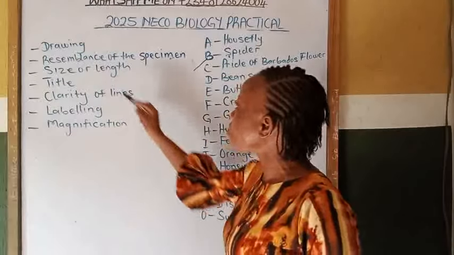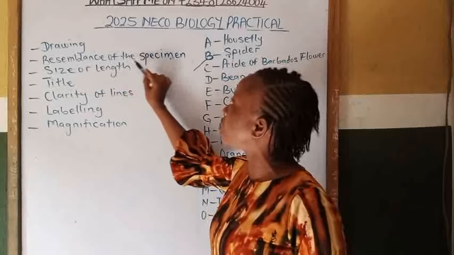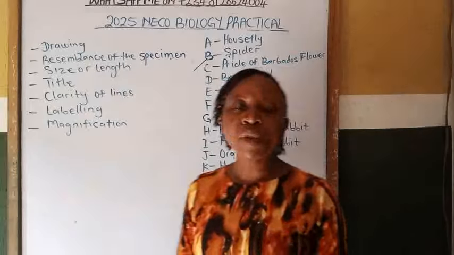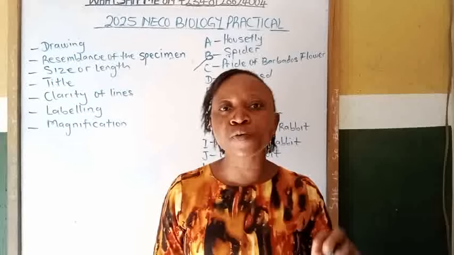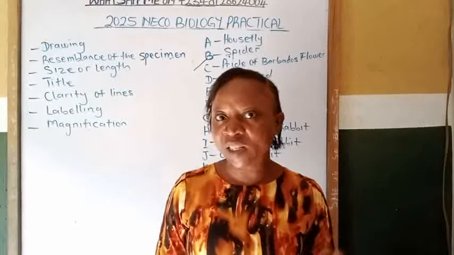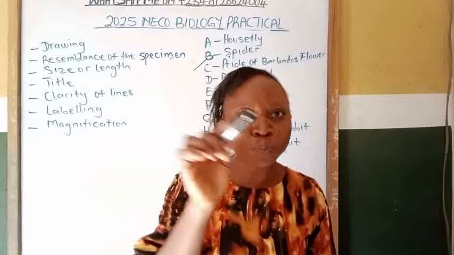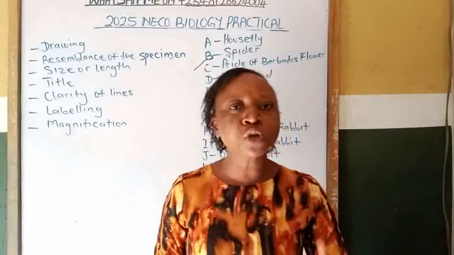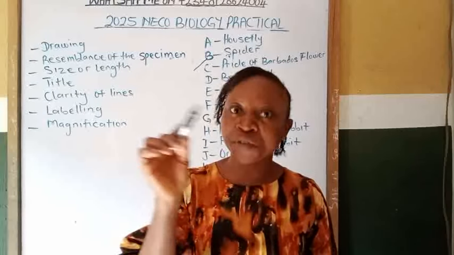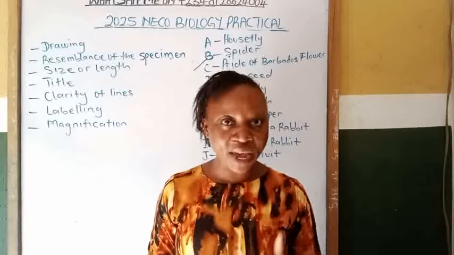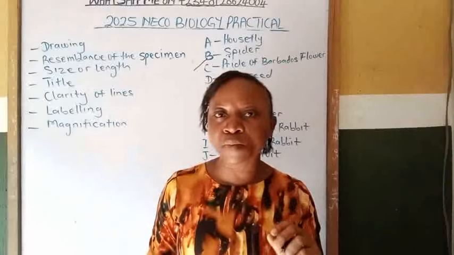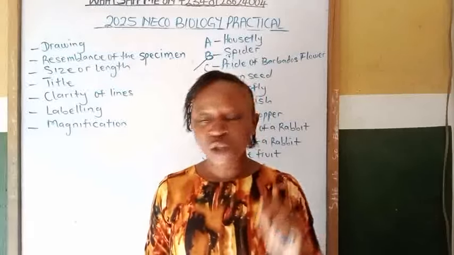So number two is the aspect of the resemblance of the specimen. Make sure that your diagram resembles the actual specimen. If your diagram is supposed to be in form of a circle, don't go and draw it in form of egg. Let your diagram resemble the actual specimen.